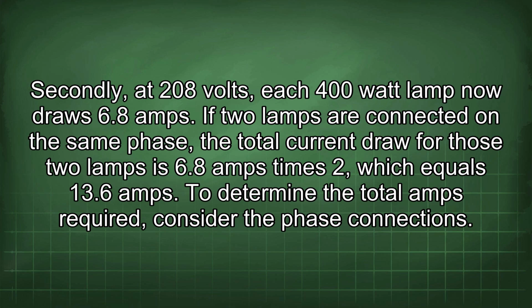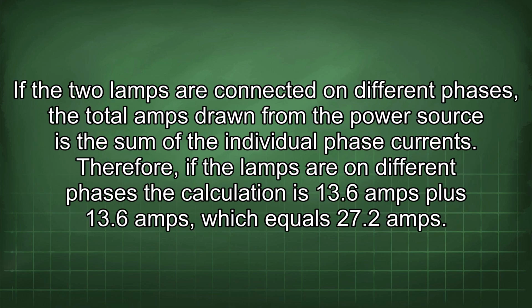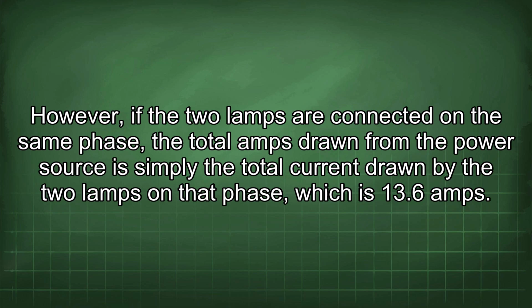To determine the total amps required, consider the phase connections. If the 2 lamps are connected on different phases, the total amps drawn from the power source is the sum of the individual phase currents. Therefore, if the lamps are on different phases, the calculation is 13.6 amps plus 13.6 amps, which equals 27.2 amps. However, if the 2 lamps are connected on the same phase, the total amps drawn from the power source is simply the total current drawn by the 2 lamps on that phase, which is 13.6 amps.